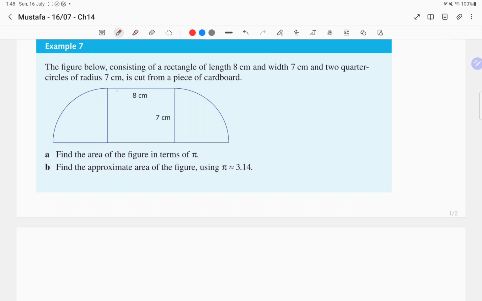So the area of this one is the area of the rectangle in the middle plus the other two here, right? But when you add those two shapes, what does it make? It just makes a semicircle. Semicircle, yes. What's the area of a semicircle?